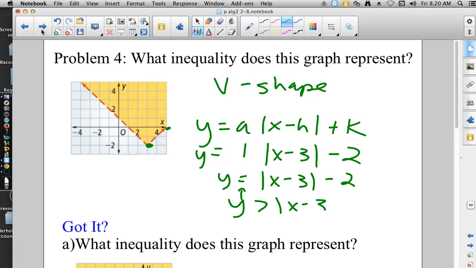Now, if you're worried, well, is it really greater than? Now test a point. Check and see. 3, 0 better work in your new inequality, or you picked the wrong way. There's always a way to check these. So, done? Have everything we need? There it is.